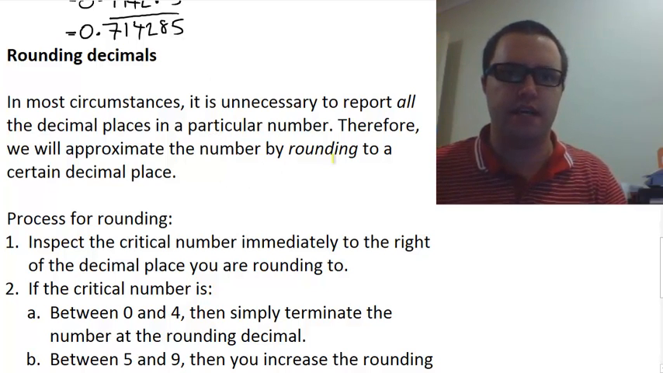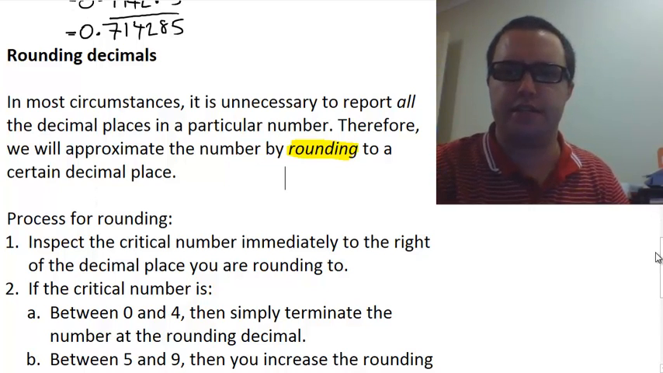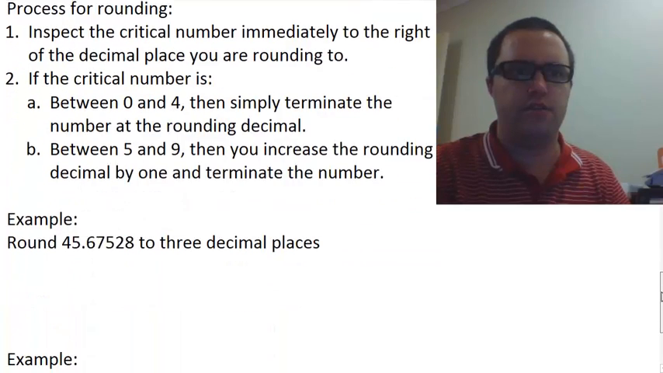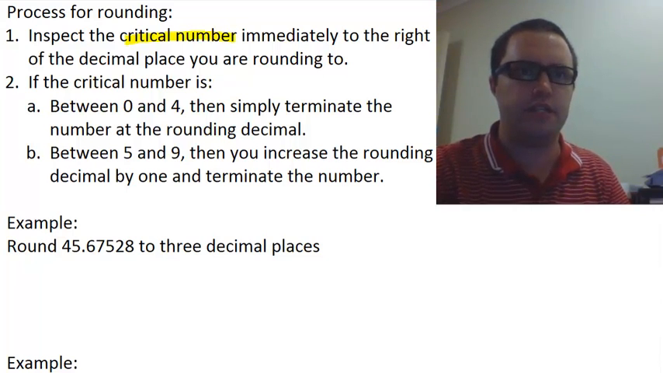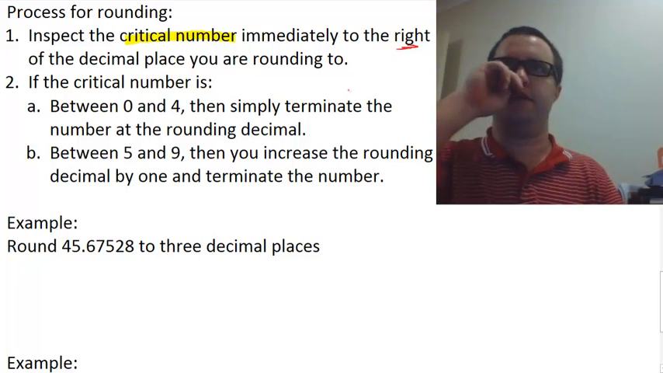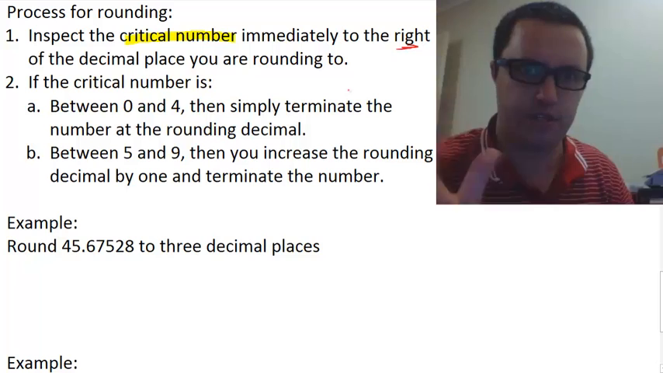This is a key term that you need to know what it means. We're going to look at that in a sec, but rounding is something you need to remember. So the process for rounding is as such. You first inspect the critical number. That's a key term too, critical number, which is immediately to the right of the decimal place you are rounding to. Maybe that doesn't make a lot of sense when you're reading it like that, but when you see it worked out in a moment, you'll get what's going on.